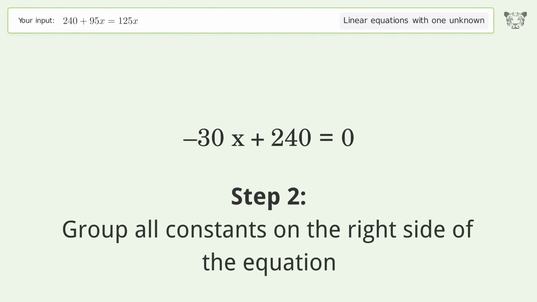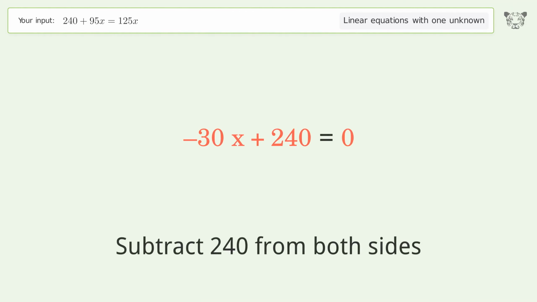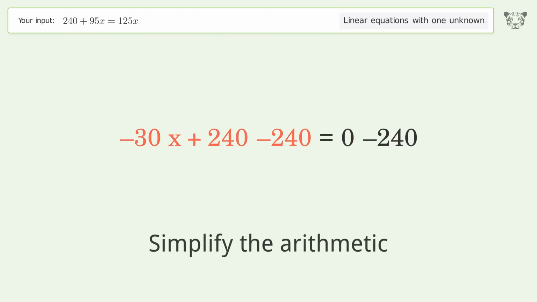Group all constants on the right side of the equation. Subtract 240 from both sides. Simplify the arithmetic.